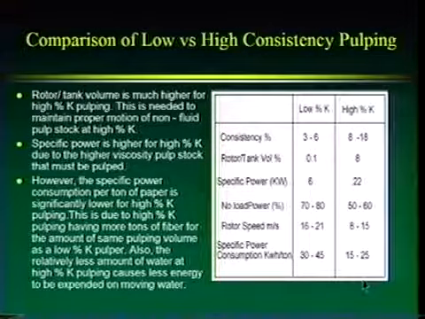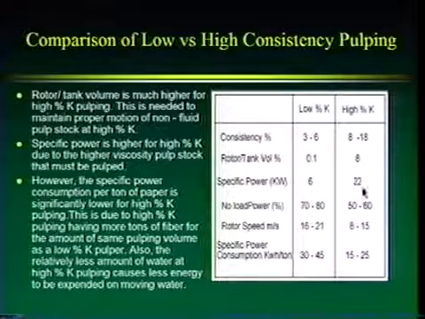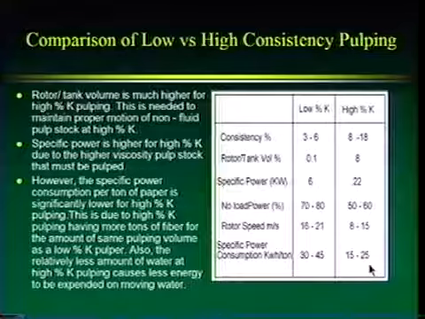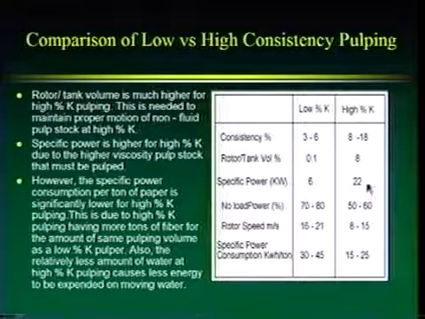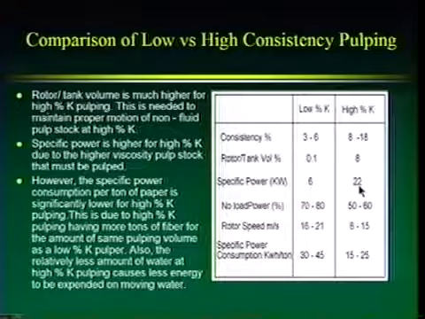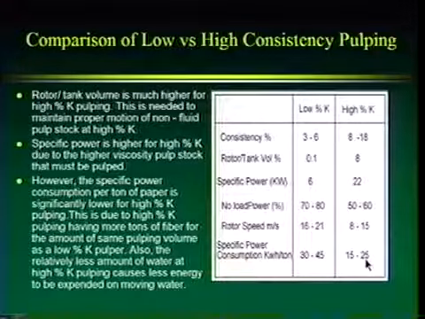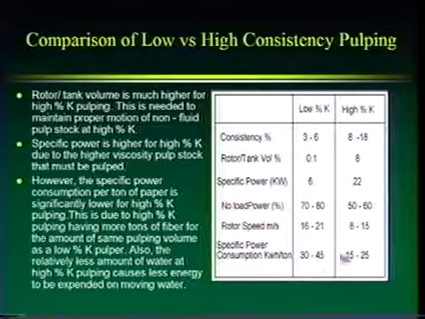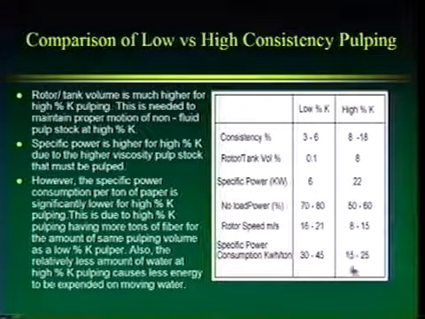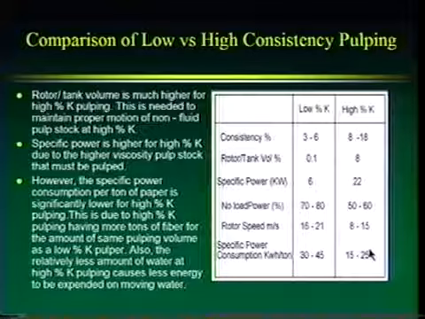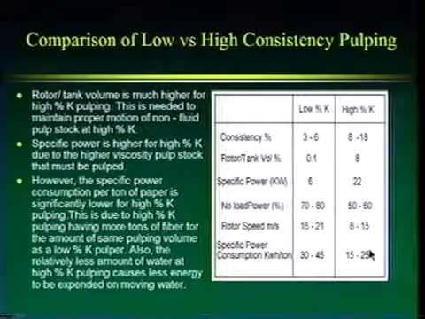So what's going on there? What's happening is, even though it takes more power to run the high consistency pulper, you have much, much more fiber in the pulper at one given time. So if you divide things by the tons of paper that you're pulping, it actually turns out that it takes less energy or work for the high consistency pulper to pulp a ton of recovered paper than it does the low consistency. So that's an important point, that the high consistency pulpers on a per ton recovered paper pulped basis are more energy efficient.